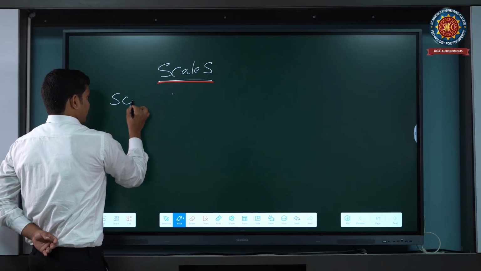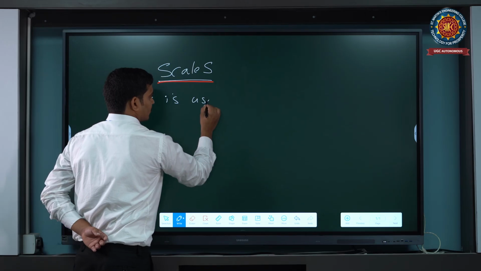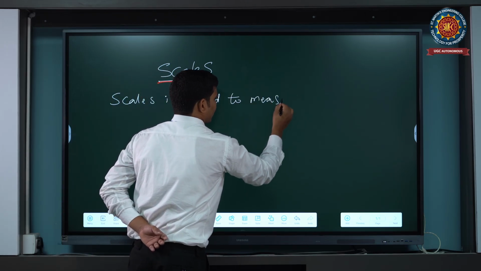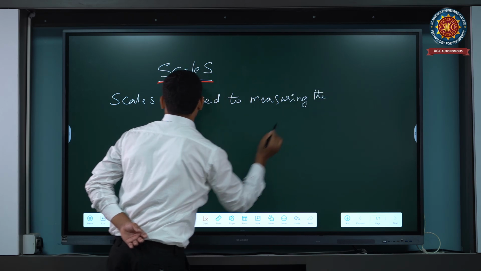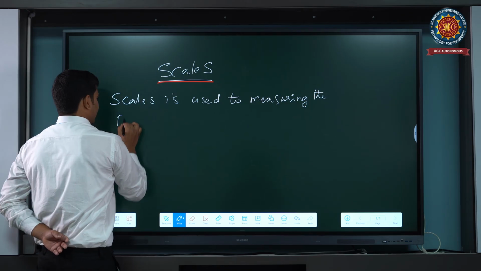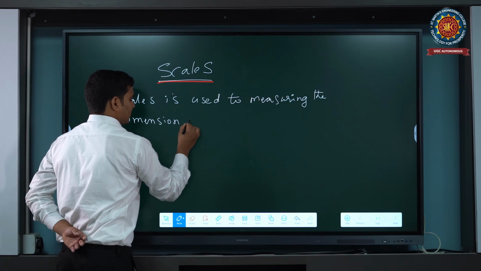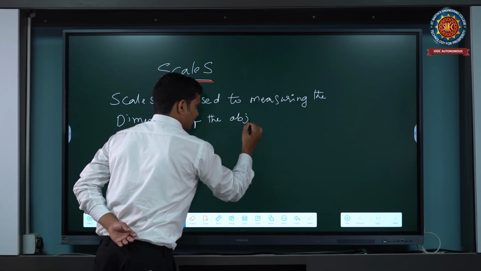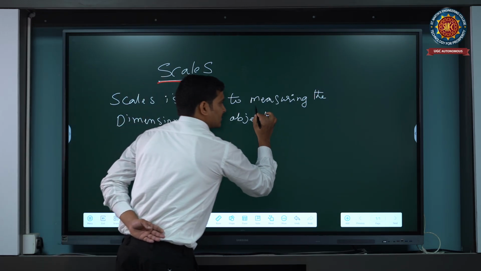The scale is used for measuring the dimensions of the object. Now we are discussing measuring.